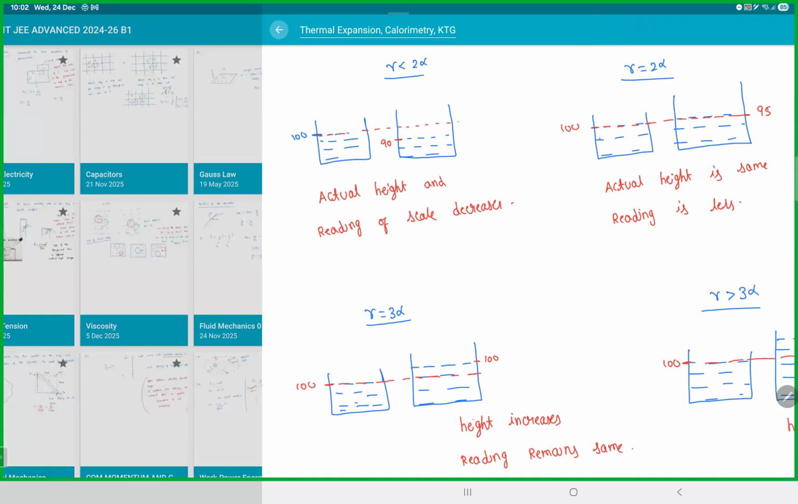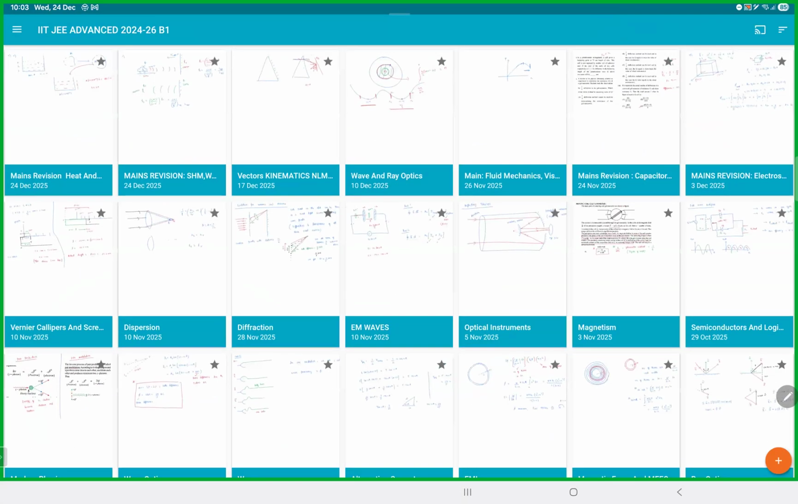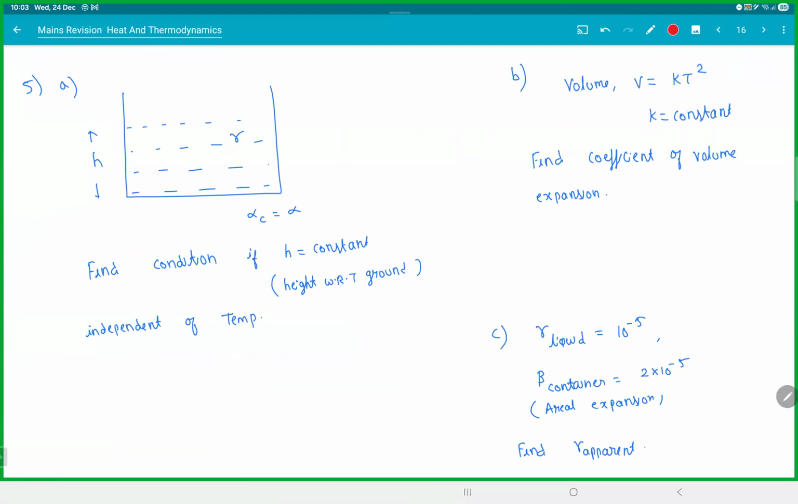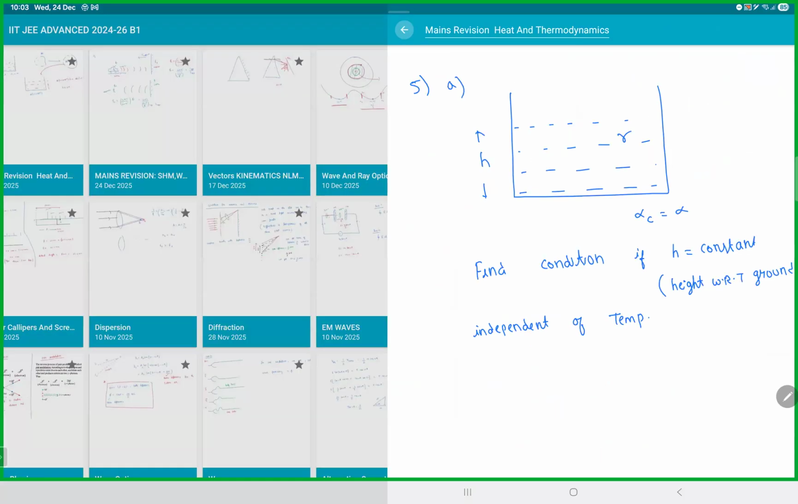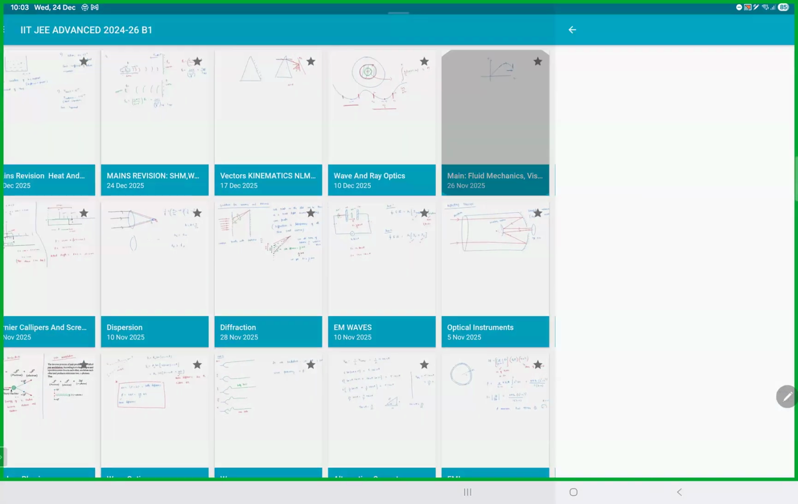So in this question, I said the height is with respect to the ground level. But if the question was to find the height with respect to the container, meaning the container itself has some scale, then the answer was gamma is equal to 3 alpha. Clear with this? Do you remember where else you got gamma is equal to 2 alpha? I taught you in fluid mechanics. A block is immersed in a fluid. Find the condition if the depth does not change. Do you remember? We did that in fluids.